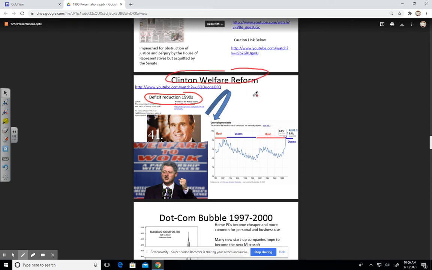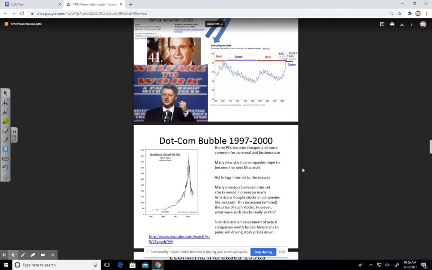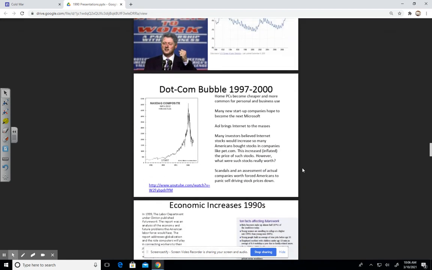And here we see the unemployment rate with the presidents. Keep in mind, during Clinton's administration, you see the dot-com bubble, the end result of the ARPANET and businesses, internet businesses coming into existence, which leads to the dot-com bubble, which is part of the reason why the Clinton economy is successful.